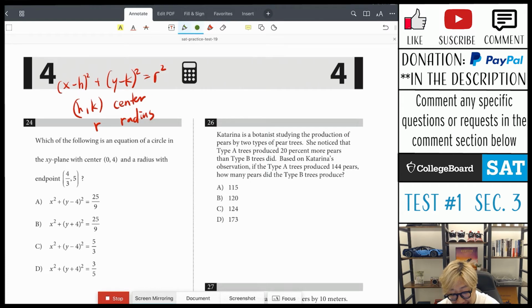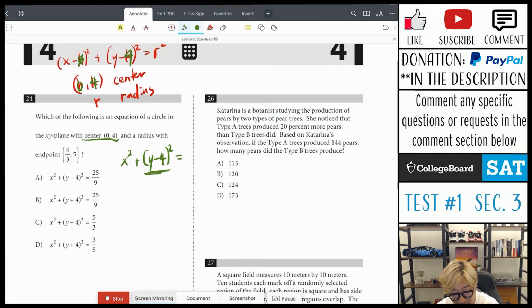So center is 0 and 4. So it better be x squared plus (y minus 4) squared is equal to the radius squared. I don't know the radius yet, but just look at these choices. That's good. What is that? That's good. Nope, not this one. So I'm sorry, B and D are out.